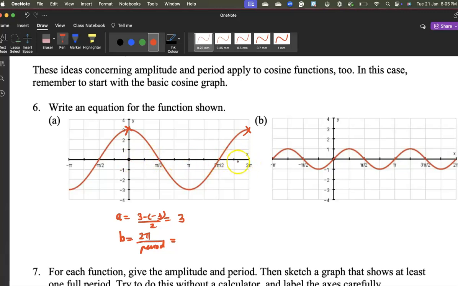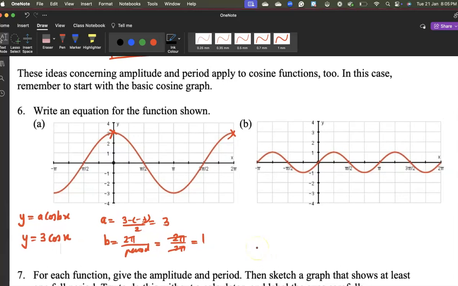From 0 to 2 pi. Sorry, 0 to 2 pi, which would be 2 pi. So 2 pi upon 2 pi, so this is 1. So what is my equation? The equation is y equals a cos bx. So y equals 3 cos x. It's very simple. Next one.